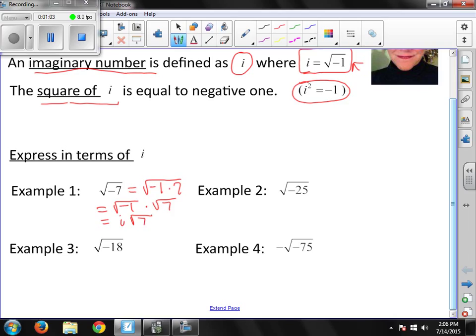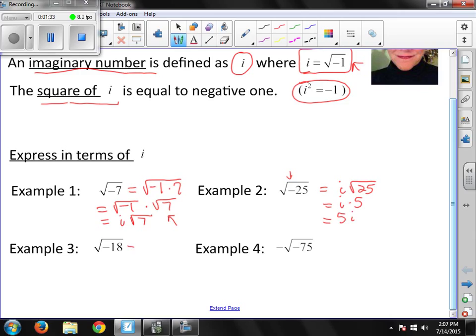Example 2. We could do the same thing. We could split this out as the square root of -1 times 25. But what I saw in this first problem is that the square root of my negative sign is i. So I have i times the square root of 25, but the square root of 25 simplifies to 5, and we write our answer as 5 times i.